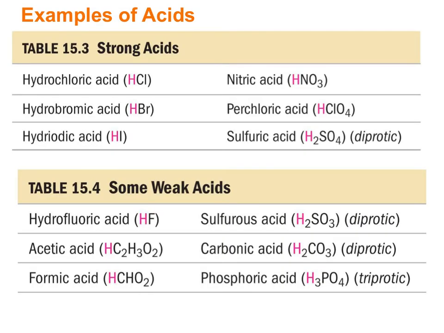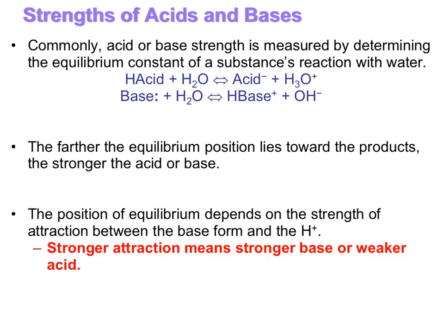These are the strong acids. There's 6 strong acids. And then anything else besides these 6 strong acids is considered weak. So that's why there's just some illustrated right here, but anything else not on this list of the 6 strong acids is basically weak. We can also determine acid or base strength by measuring the equilibrium constant, right?